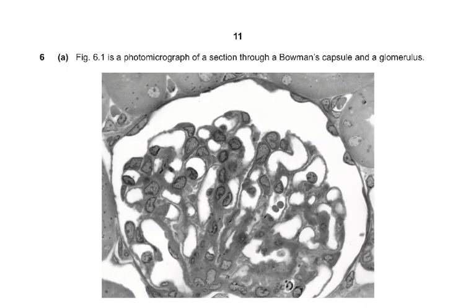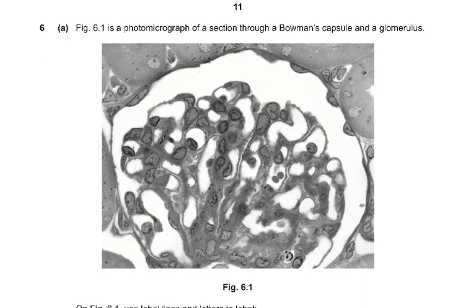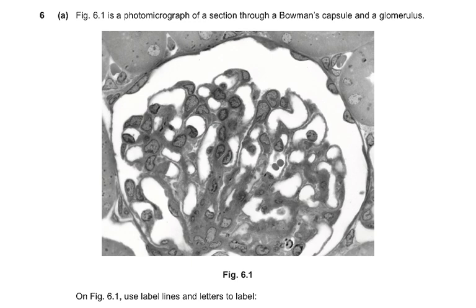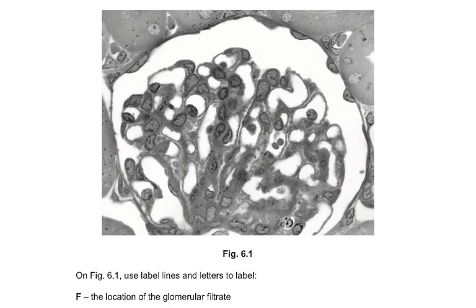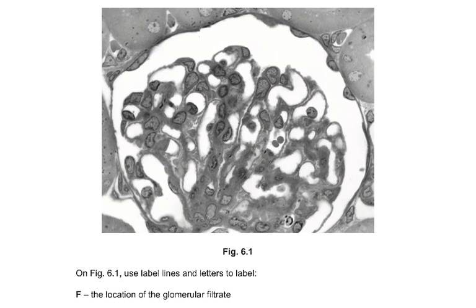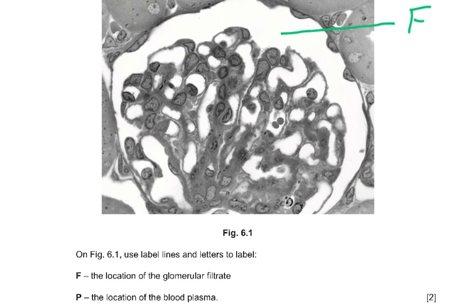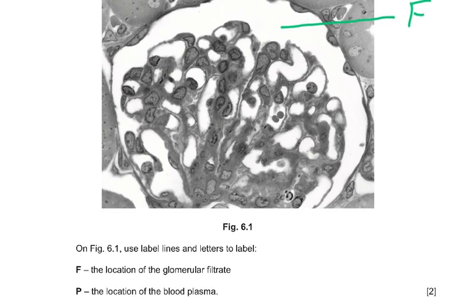And coming to question number 6a, figure 6.1 is a photomicrograph of a section through a Bowman capsule and a glomerulus. On figure 6.1, use label lines and letters to label F, the location of the glomerular filtrate. So this would be F. And the location of the blood plasma, P. So you could say anything here would be fine. So this would be P.